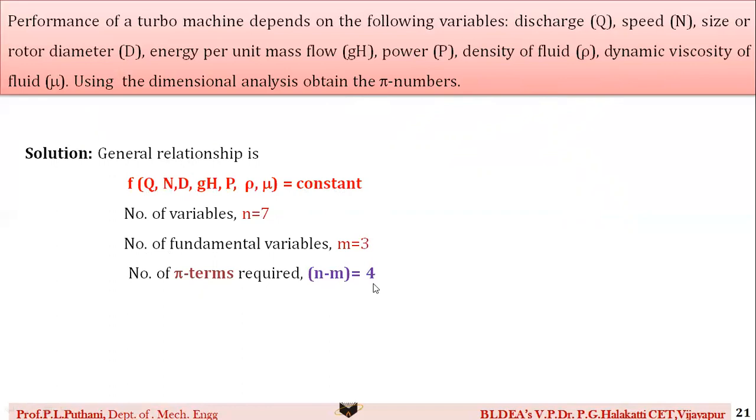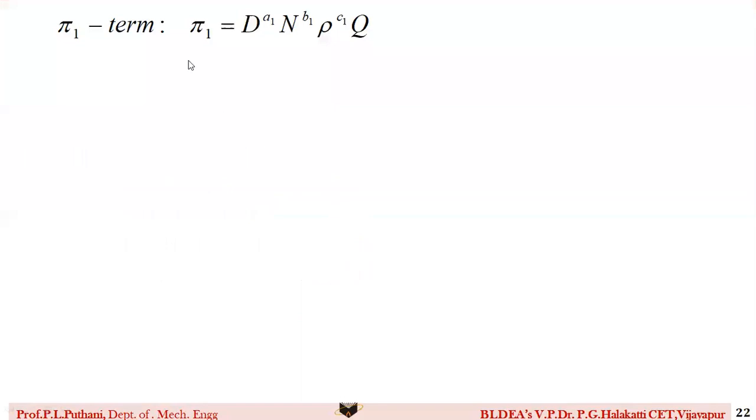Now we have to choose the repeating variables. The repeating variables I have chosen are geometric property D, flow property N, that is speed, and fluid property rho, density. Now we shall write the pi terms equation for each case. How many pi equations do we have? n minus m is equal to 4, which means we have 4 pi terms. So first, pi 1.